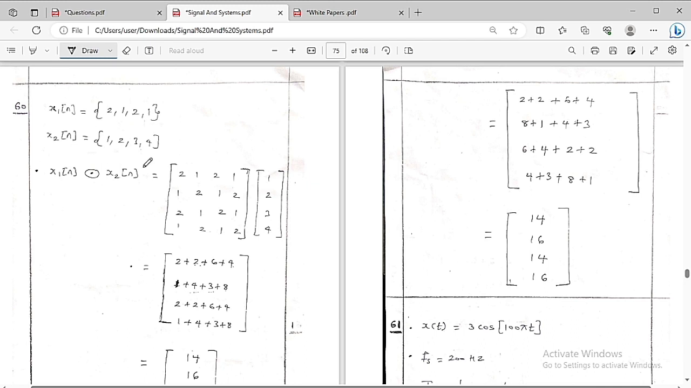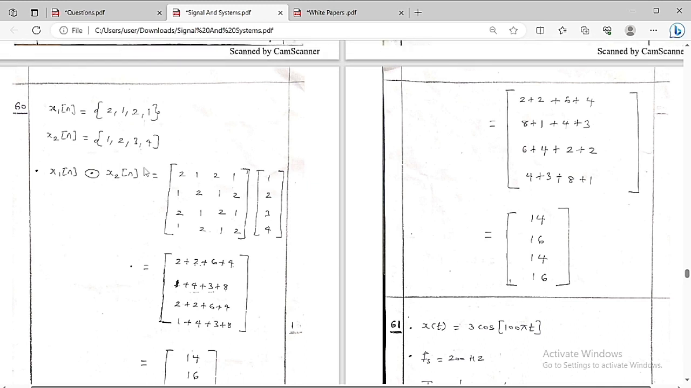If you want normal convolution, this is the symbol. Circular convolution has this symbol. You have to keep these symbols in mind: this is a normal convolution and this is a circular convolution. So we need to figure out x1 of n circular convolution x2 of n.